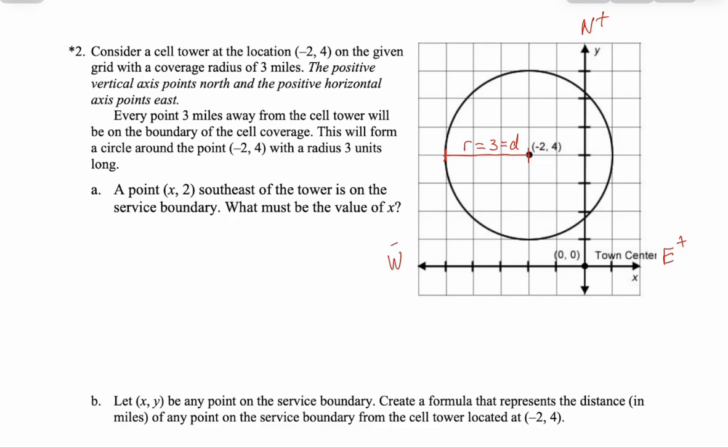Okay, it says the point x2 is southeast on the service boundary. So what do we know about that? 2 is always our y value, so it's somewhere in here. The x is an x, okay. What must be the value of x? So think about the fact, if our y value is always 2, our x value is either this one or this one.